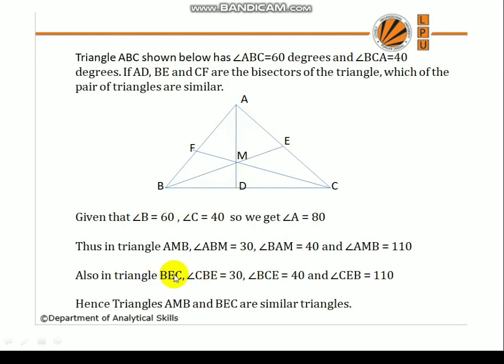Similarly, let's take triangle BEC. In this triangle, angle CBE is half of B, which is 30 degrees, and angle BCE is given as 40 degrees. As a result, CEB will be 110 degrees. So now we can see ABM 30, CBE 30, BAM 40, BCE 40, AMB 110, CEB 110. All three angles of these two triangles AMB and BEC are equal. Therefore, triangles AMB and BEC are similar triangles. These two triangles we can claim are similar.